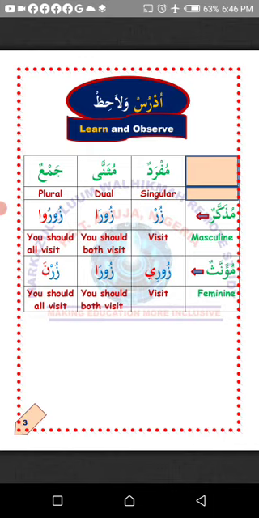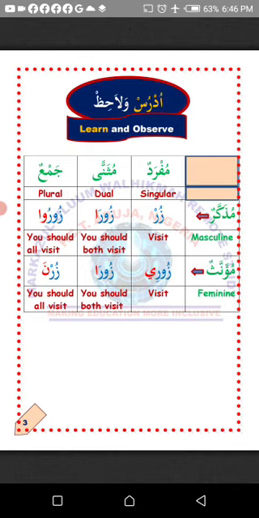So if they are two, you attach alifun to the last letter. Remember, once alifun is attached, the letter before it must take fataha, as we know that the alifun is the mother of fataha in Arabic. So the verb zur will now become zura. Now that the ra'un is taking fatha, we can now retain our lost wa'un. So the verb zur will now become zura, which means you should both visit.